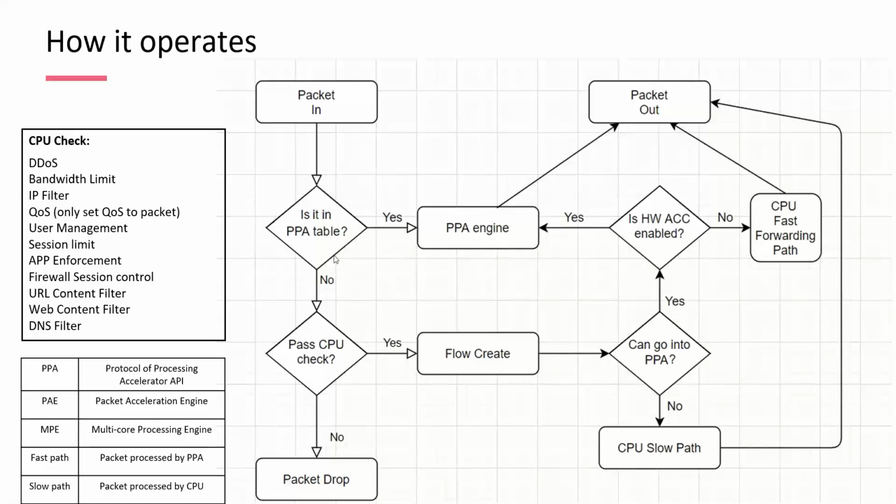If it isn't in the PPA table, what happens next is it goes through the CPU checks. The CPU will go through all of the features: DDoS, bandwidth limit, the IP filter, QoS, and then the user management session limit, app enforcement, firewall control, URL content filter, the web content filter and DNS filter. It'll process all of those functions and decide whether or not it wants to pass the traffic or do any specific activity. If it wants to drop it, then it will just drop the packet and take no further action. If it has decided it will pass the traffic, then it will go to creating a flow.